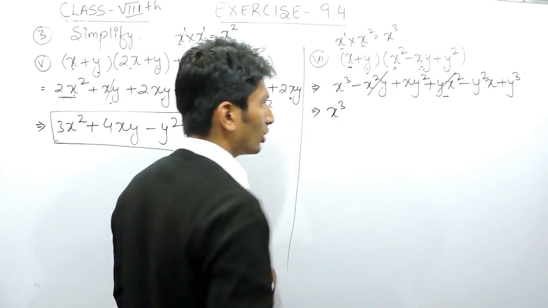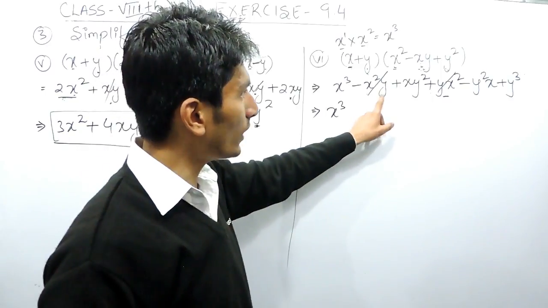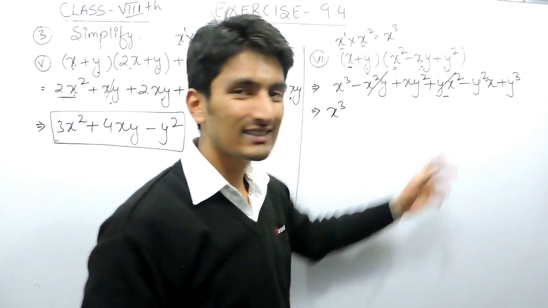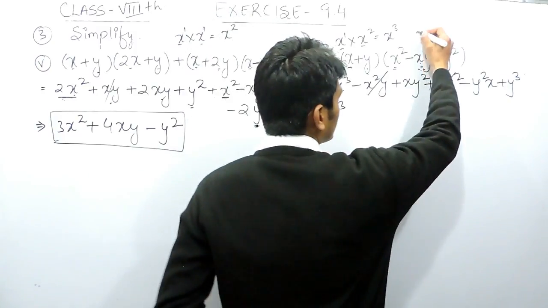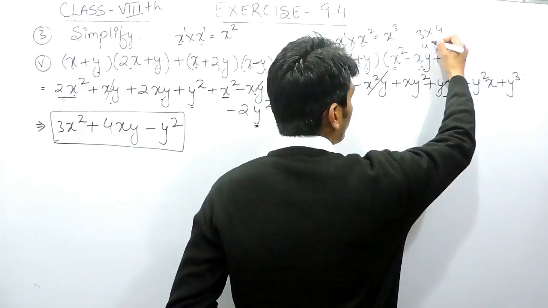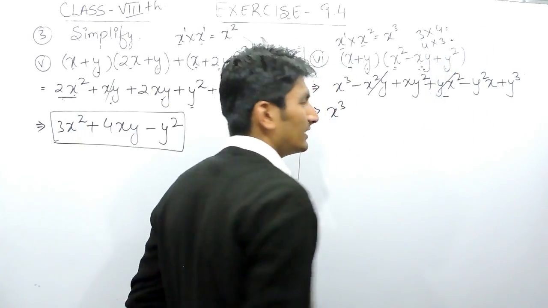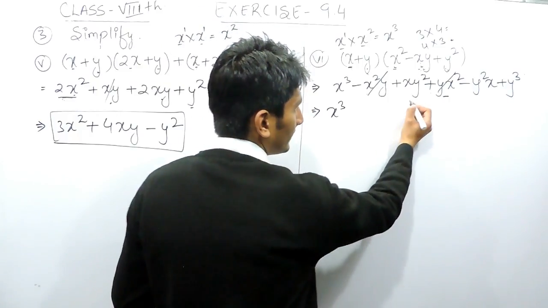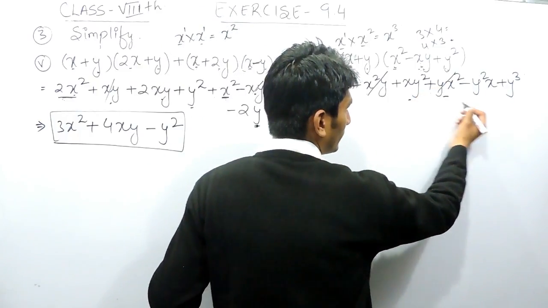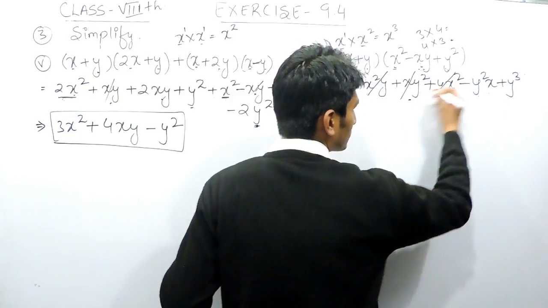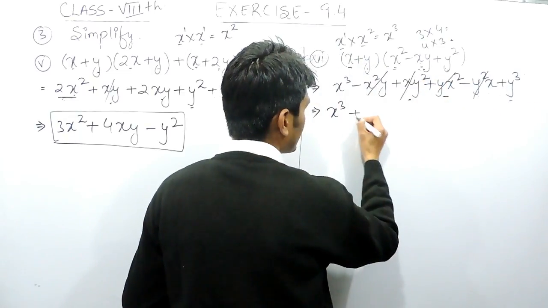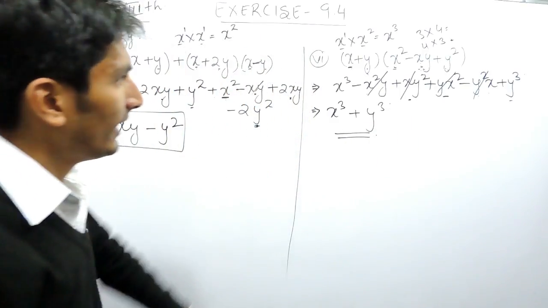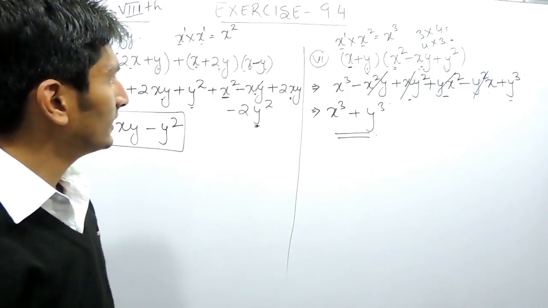It does not make any difference if I write x square multiplied by y or y multiplied by x square. Both are the same thing, just like 3 multiplied by 4 or 4 multiplied by 3 will give the same result. Now this is the second term, xy square. Here also it is xy square, so plus and minus cancel out, and the last term, y cube, will remain. This will be the answer for this sixth part.